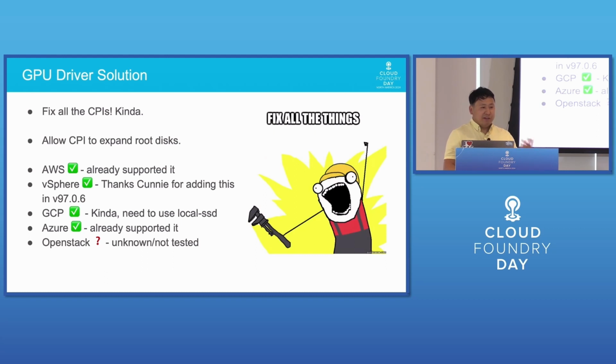vSphere, my coworker Brian Cunney, he saw this challenge I had with root disk and ended up helping me add this feature, and it's in 97.06. GCP is kind of like this weird little case. It works, but the way the CPI is written, when you specify root disk, it uses anything over 5 gigs as the ephemeral disk, so that doesn't work. If you attach a local disk, it uses the local disk for the ephemeral disk. Azure already supports it. OpenStack is unknown.